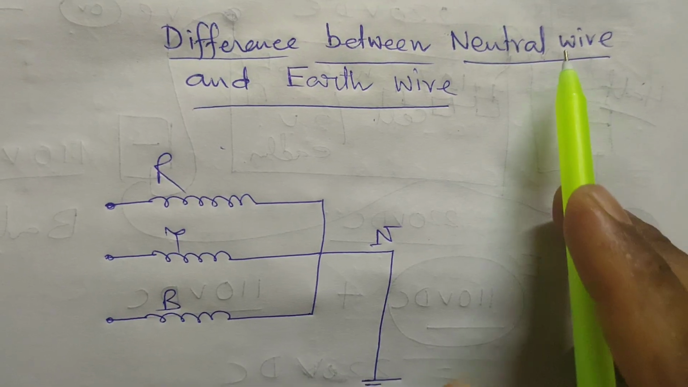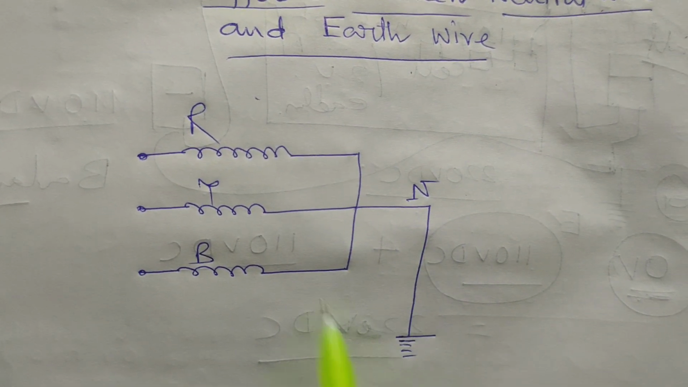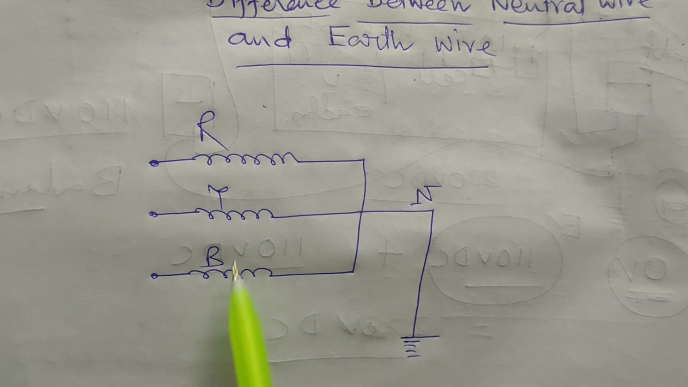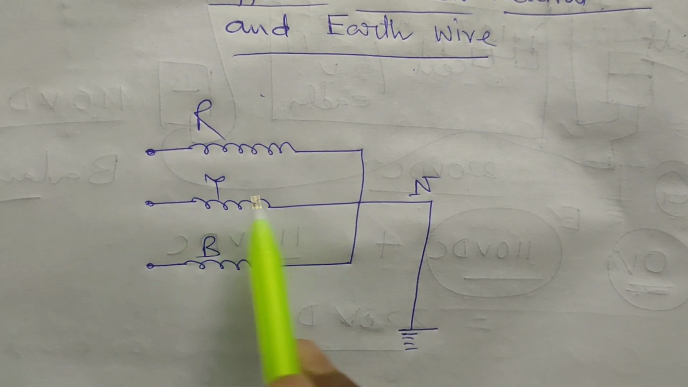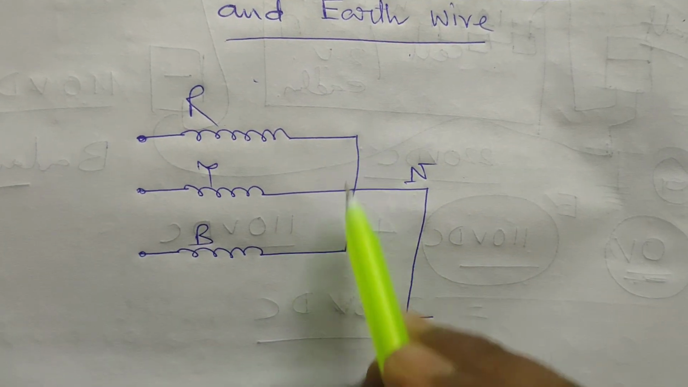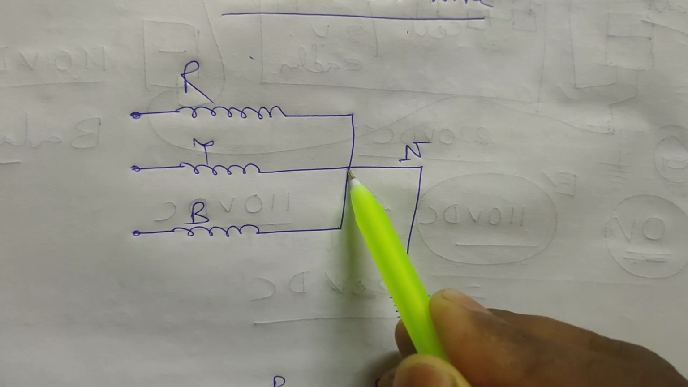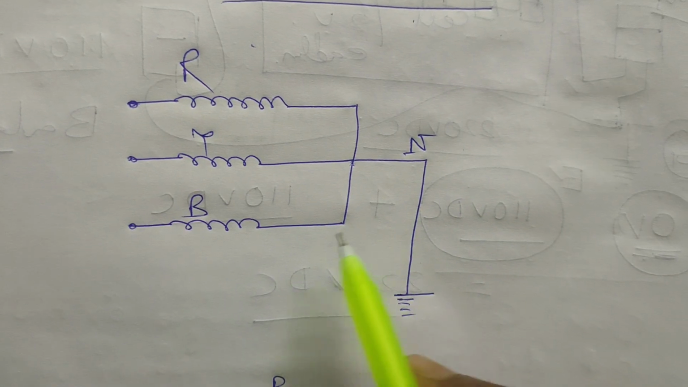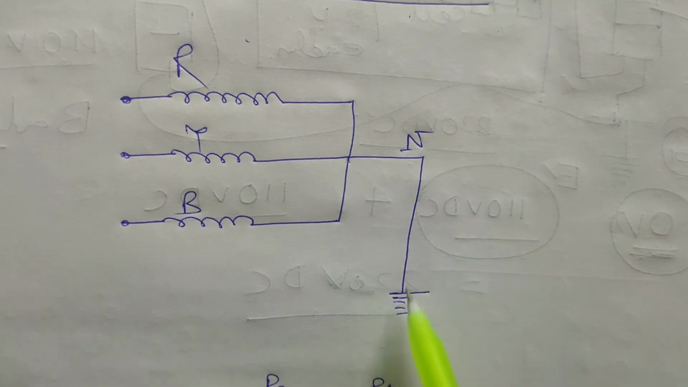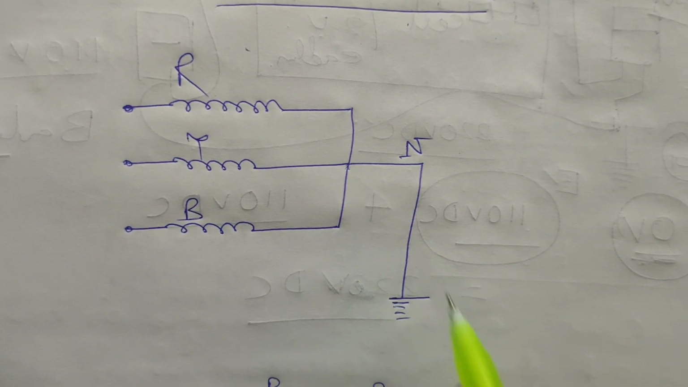We get the neutral wire at the transformer's star point. R, Y, B, the red phase, yellow phase, and blue phase are all connected to each other to make a common point, and from the common point the neutral of the particular transformer is brought out, and this neutral is solidly grounded near the transformer.